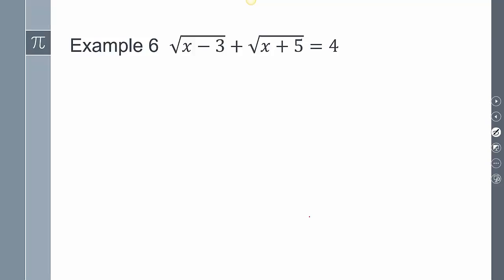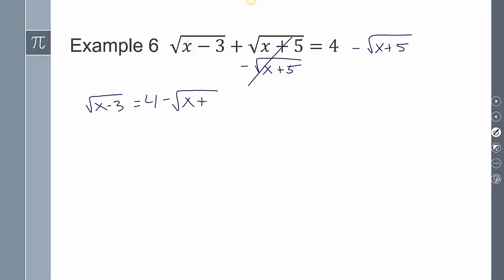Next one, like I said, want to follow that pattern: isolate a root, then square or undo that root. So isolating this root, I'll subtract the square root of x plus 5 from both sides. And so now I'm going to have the square root of x minus 3 equals 4 minus the square root of x plus 5. So now to get rid of the root, we're going to have to square it.